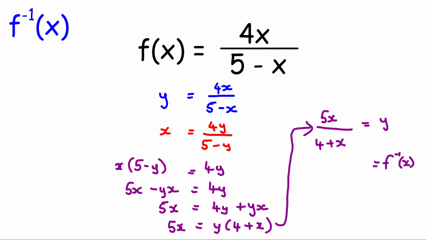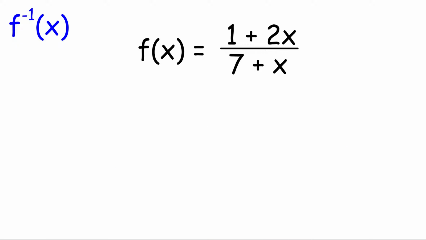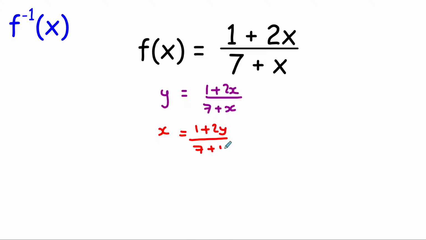So there's one more with unknowns on the top and the bottom. You may want to look back at a previous video I've done just to show you how to deal with the unknowns on the top and the bottom, and how to rearrange. But we're going to follow a very similar process to what we've done before. We're going to swap this for y. And then we're going to swap these around. So we've got 1 plus 2y over 7 plus y.